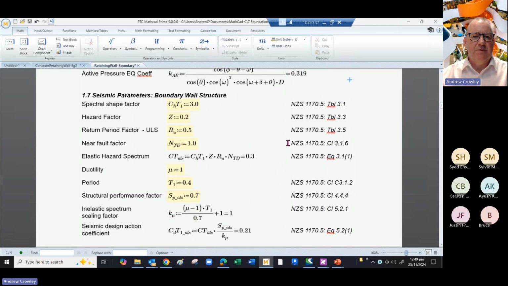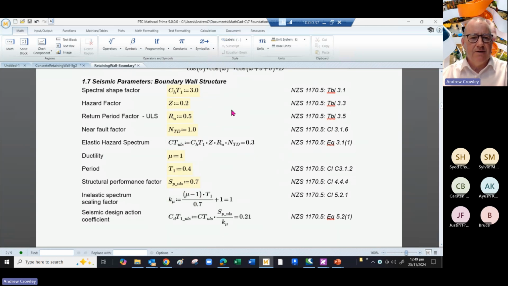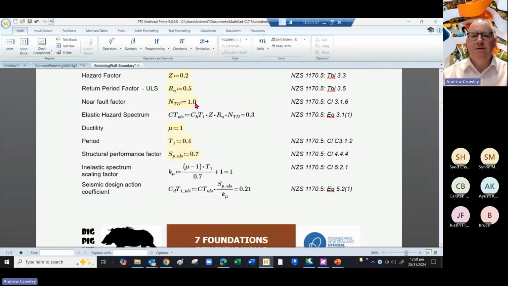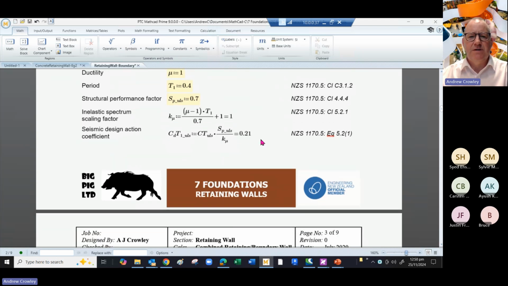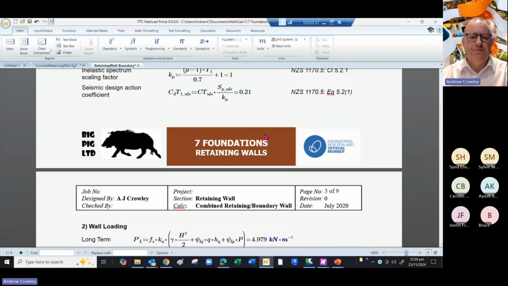So here are the seismic parameters for the wall. So we're looking at a return period factor of 0.5. And near fault again as 1. So we're looking at ductility here as 1 and our period is 0.4. And therefore our seismic coefficient is a mere 0.21.